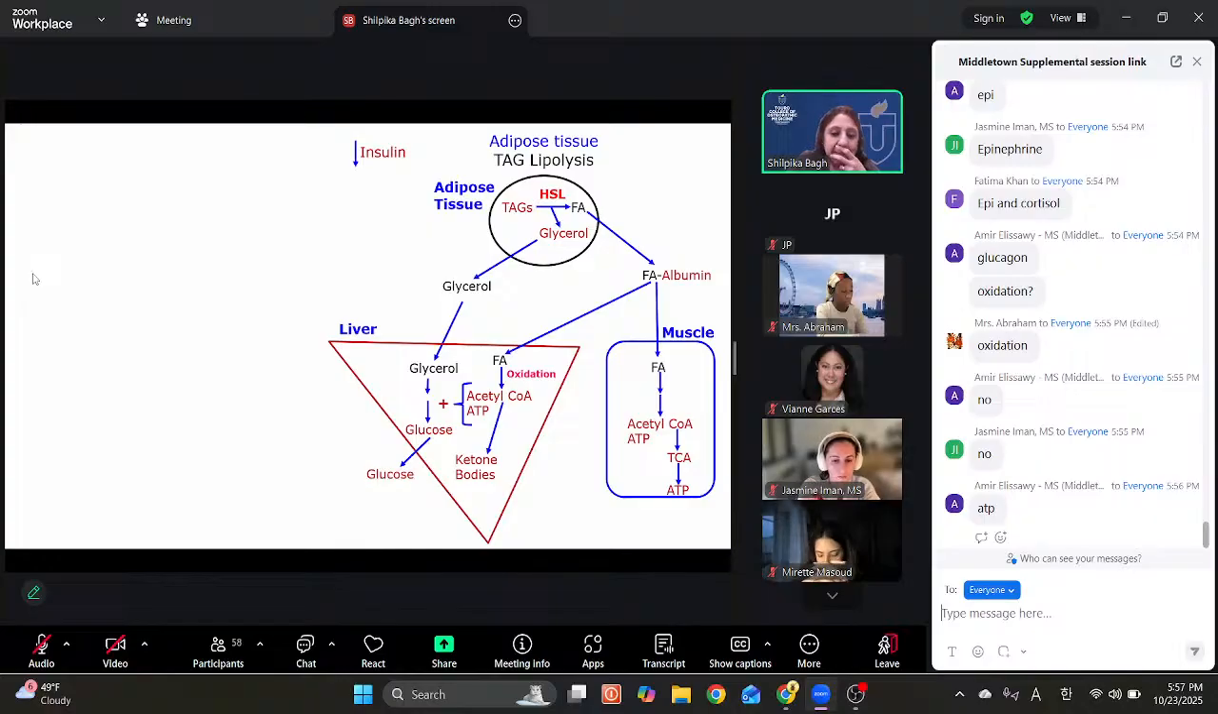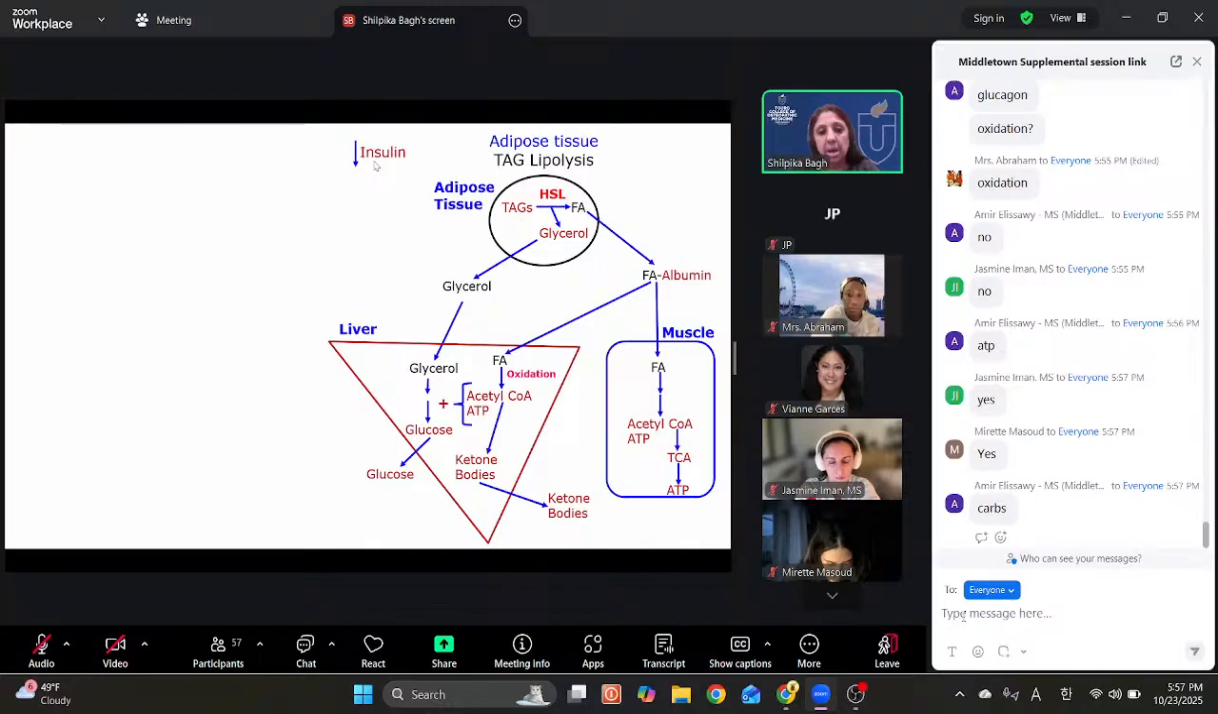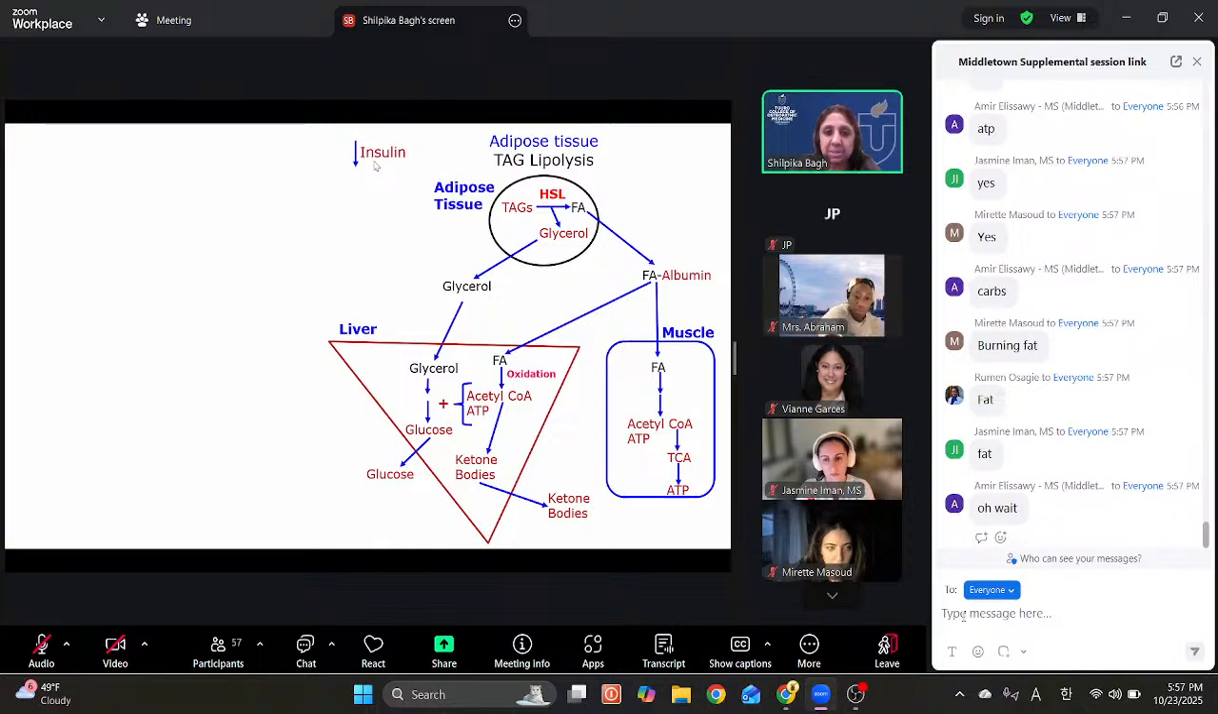Do fat burning and carb burning both give you acetyl-CoA and ATP? Yes or no? Which one is in a low insulin state? In a low insulin state, how do you get acetyl-CoA and ATP, by burning fat or by burning carbs? In low insulin state, by burning fat. Please know that very well.